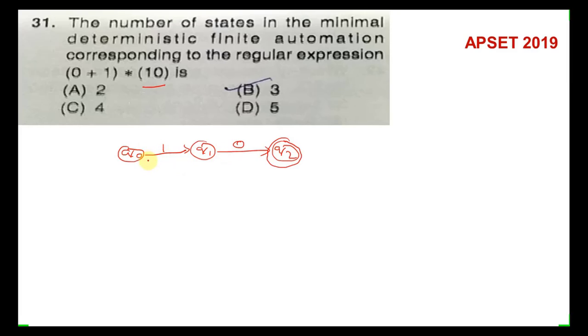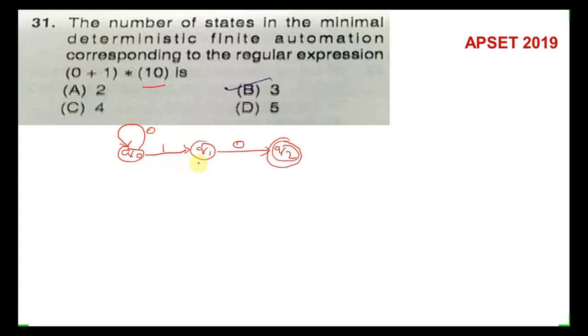DFA means that from the same state we don't have more than one transition on the same input symbol. From Q0 there is already a transition on 1, but we cannot get another transition on the same input symbol 1 from the same state Q0, because it is a DFA, but it is allowed in an NFA. Once we get the transition on 1, next we have to get the transition on the 0 input symbol, from Q0 to the same state Q0.